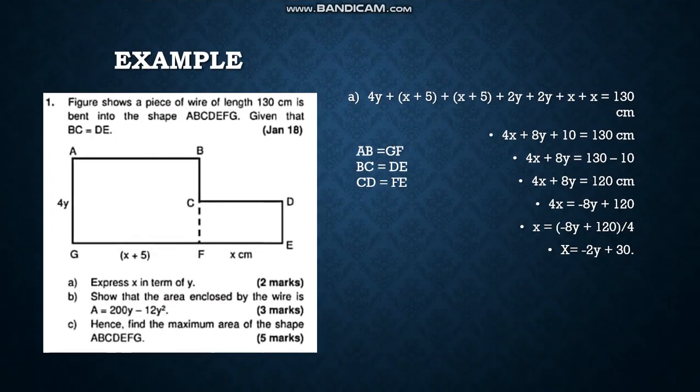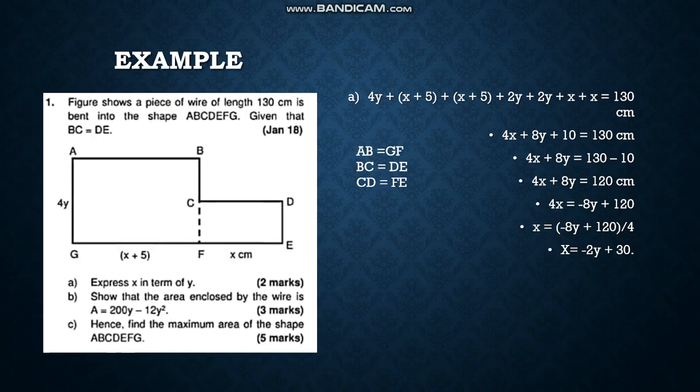So next, Azul will be presenting his part. Let's take a look at the third example. Figure shows a piece of wire length 130 cm is bent into the shape of A, B, C, D, E, F, G, and given that BC, right here, equal to DE. For the first question, express x in terms of y.